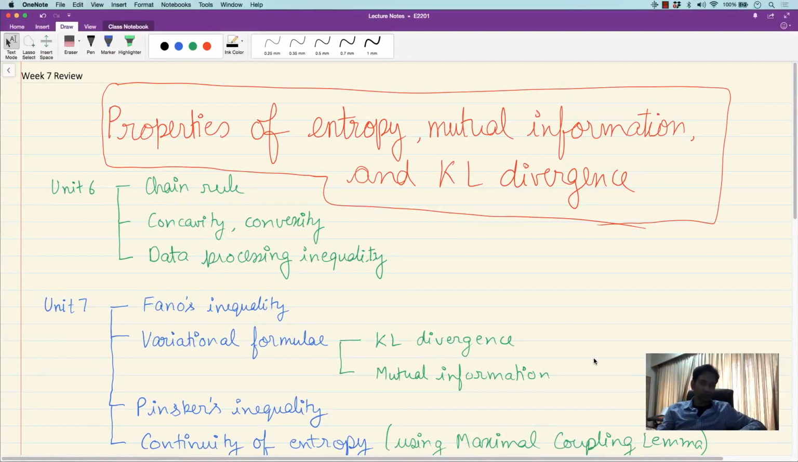Welcome to the eighth week of the course. Last week we continued with our discussion on properties of entropy, mutual information, and KL divergence. In fact, the week before that, we had introduced these quantities formally and covered properties such as chain rule, concavity, convexity of these quantities, the data processing inequality.